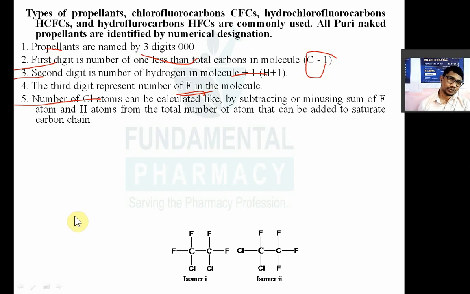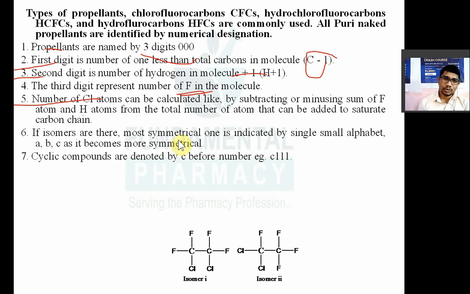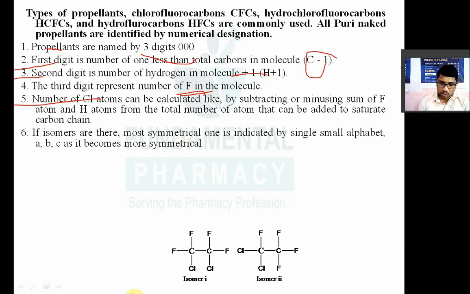So if isomers are there, most symmetrical जो है उसको it is indicated by a single small alphabet like A, B, C, as it becomes less symmetrical. साइक्लिक कंपाउंड अगर है, दे आर डिनोटेड बाय स्मॉल सी बिफोर द नंबर, मतलब फॉर एग्जांपल C111, मतलब ये जो 111 प्रोपेलेंट है, दैट इज साइक्लिक C11.